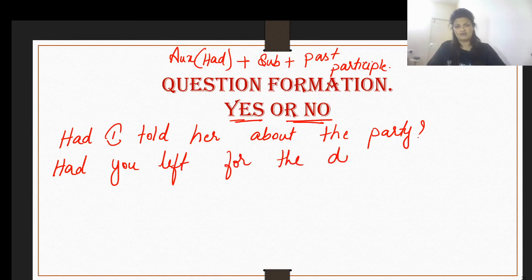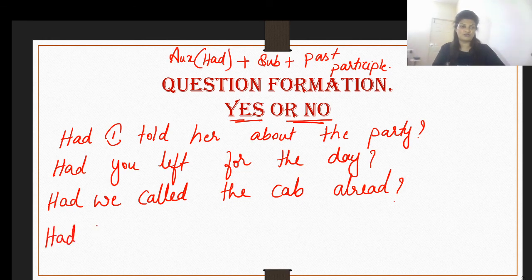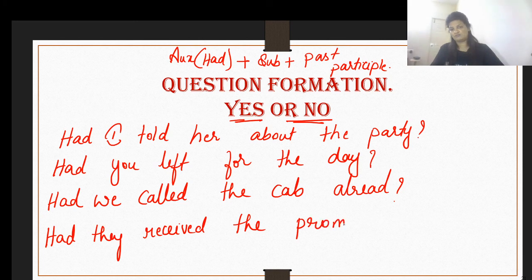Had you left for the day? Answer is yes, I had. No, I hadn't. With the subject we, we have had. Had we called the cab already? Had we called the cab already? And with the subject they, had they received the promotion? Question mark. Let us not forget to put a question mark because these are questions.